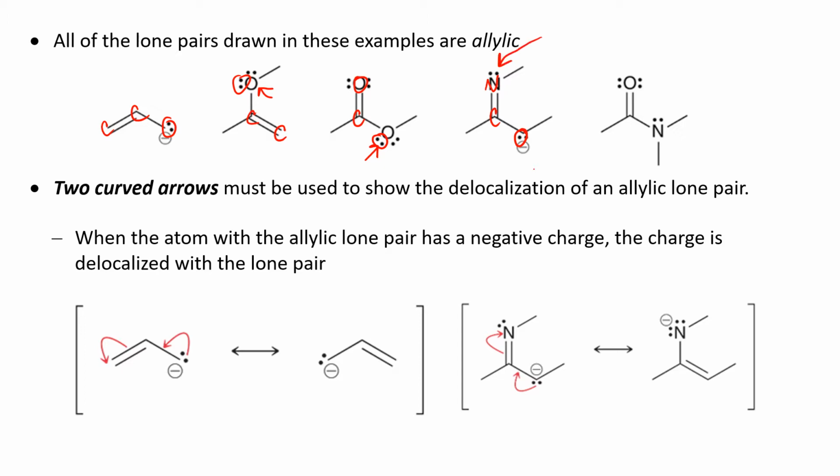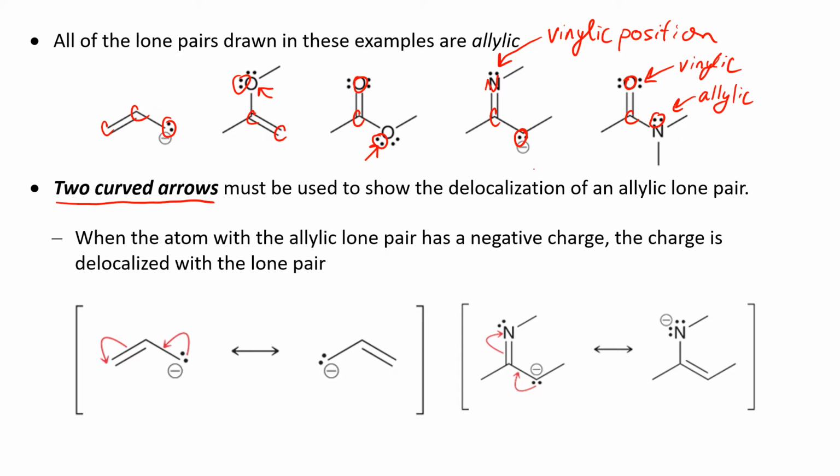This lone pair would be considered the vinylic position for our purposes right now. We have a carbon-oxygen double bond and we have a lone pair that is on an atom adjacent to the pi bond, so that's allylic. And if your lone pair is on an atom in the double bond or involved in the pi bond, that's vinylic. So for this pattern, we're always going to draw two curved arrows to get to our resonance structure.